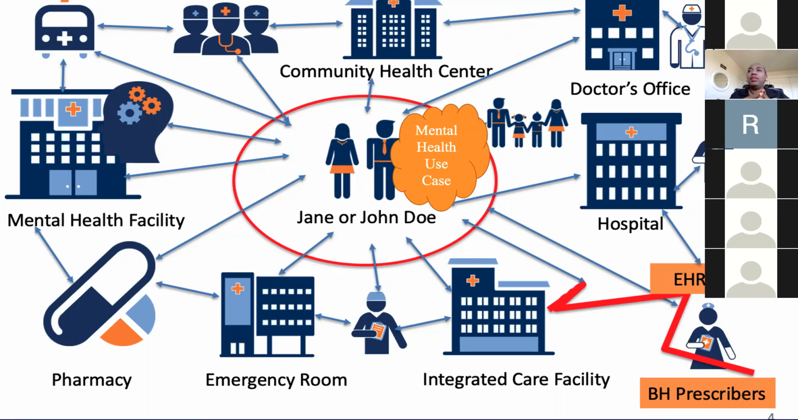So here's an example, and it's a mental health use case. It's actually a slide I used when I did my dissertation, and I continually share this because I think it gives a perfect example of what a patient care ecosystem could look like. In this case, it's a mental health patient. John and Jane Doe may be a mental health patient. They could also be a patient that may have diabetes, okay?